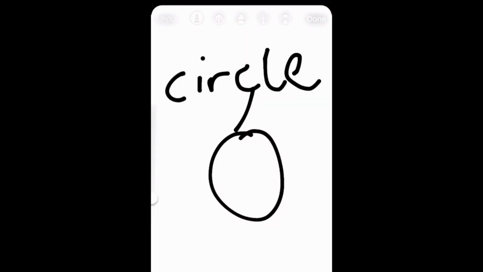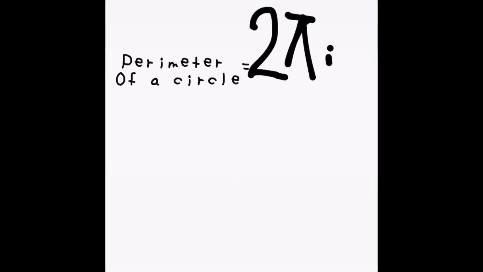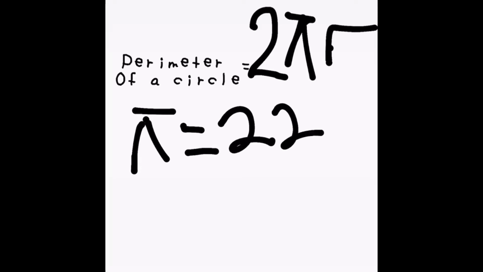This is a circle, and the total distance around the circle is the perimeter of a circle, which is also going to be our waist circumference. That's the distance around your waist. The formula for the perimeter of a circle is 2 pi r, where pi is equal to 22/7 and r is unknown.